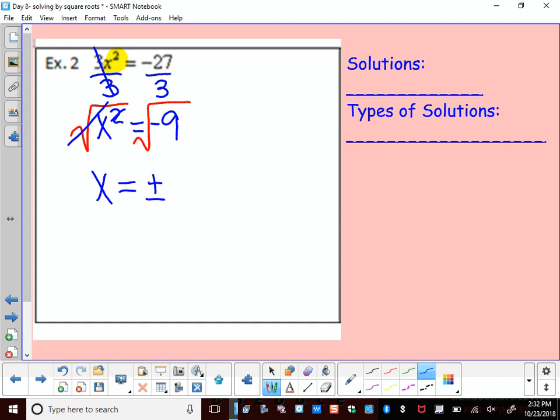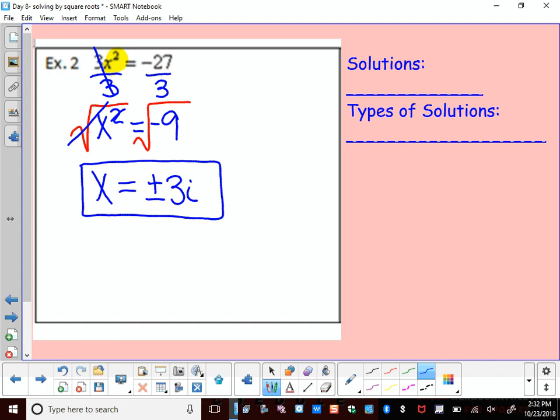Whenever we draw our radical, plus or minus. What's the square root of 9? 3. So we have x is equal to plus or minus 3.